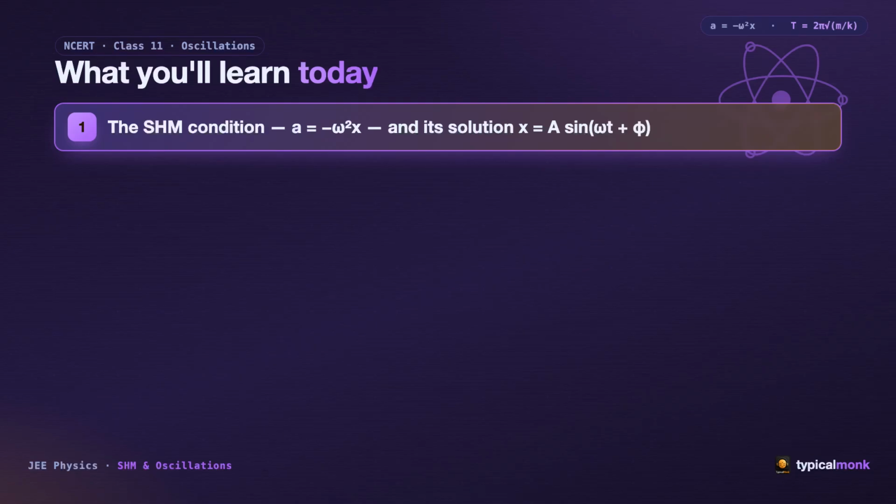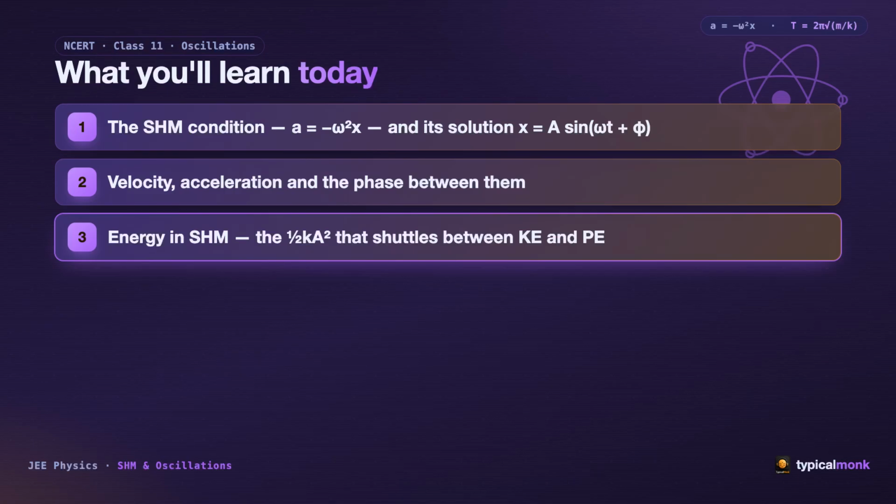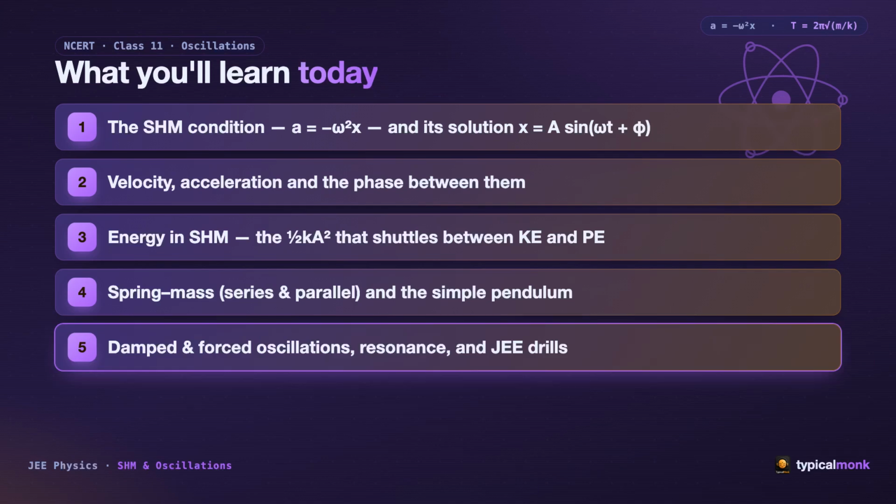First, the SHM condition. Acceleration equals minus omega squared times x, and its solution, x equals A sine of omega t plus phi. Second, velocity, acceleration and the phase between them. Third, the energy in SHM, the half kA squared that shuttles between kinetic and potential. Fourth, the spring mass system, in series and in parallel, and the simple pendulum. And fifth, damped and forced oscillations, resonance, and a set of JEE drills.